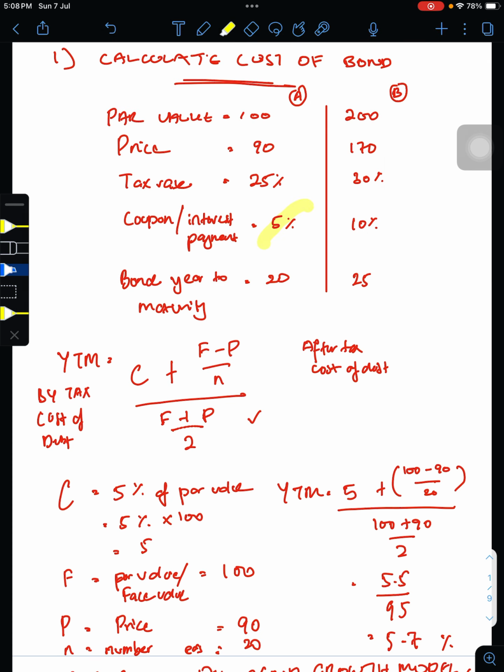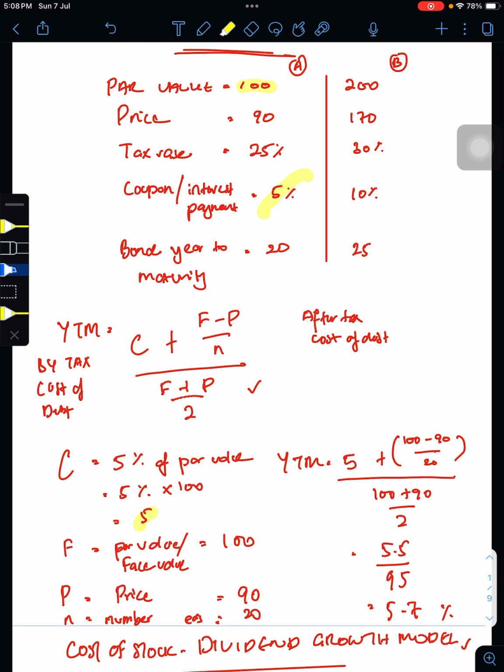Okay, here 5%. So basically what you do, 5%, and your par value here is given $100. So 5 times 100 gives you 5. This will be your coupon. Your par value given 100, so quite straightforward there. Your price here is 90, and finally the number of years, which is your N, is given at 20. So you just fill in the items into the formula.